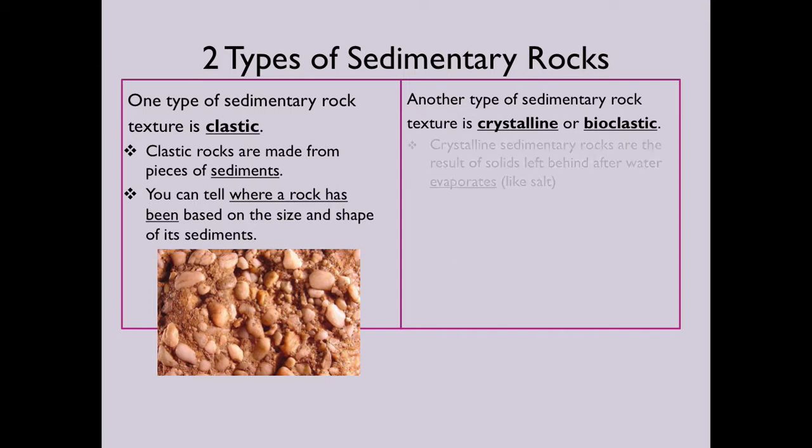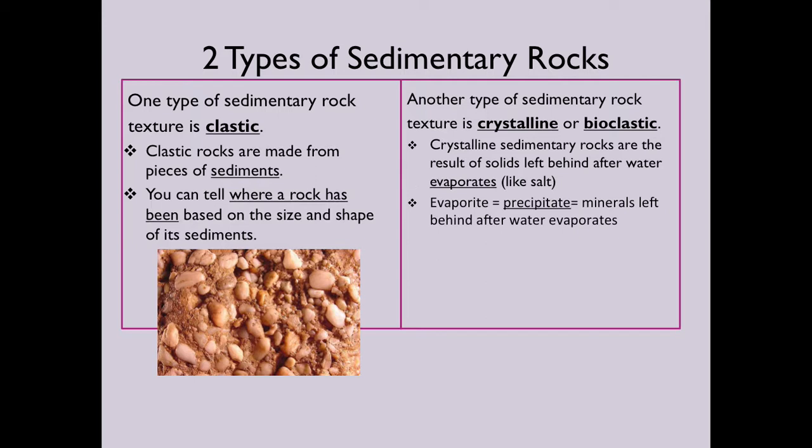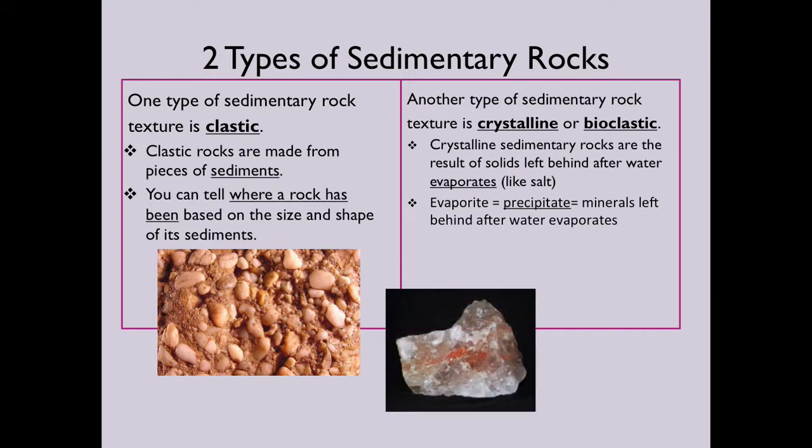Another type of sedimentary rock is crystalline or bioclastic. Crystalline sedimentary rocks are the result of solids that are left behind after water evaporates. There's two words that might come in handy here: evaporite, which means the same thing as precipitate. Those are the minerals that are left behind when water evaporates, leaving behind rocks like this one pictured. This is rock salt. So the salt in the water evaporates, leaving the salt behind, leaving this sample of rock salt.